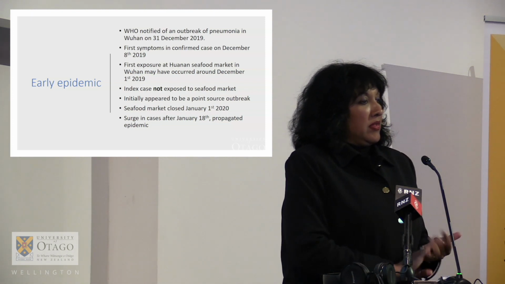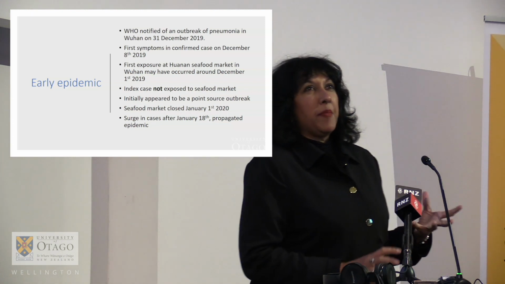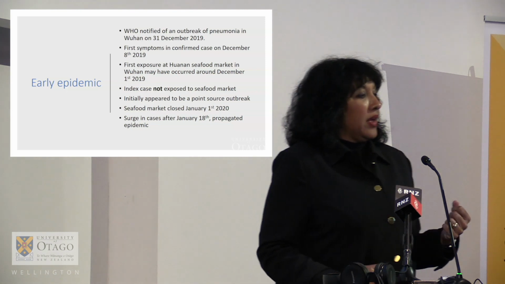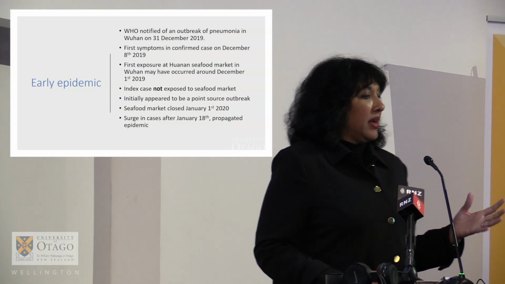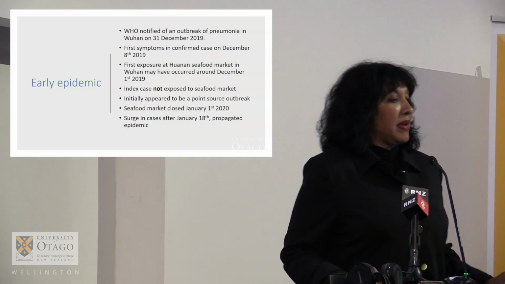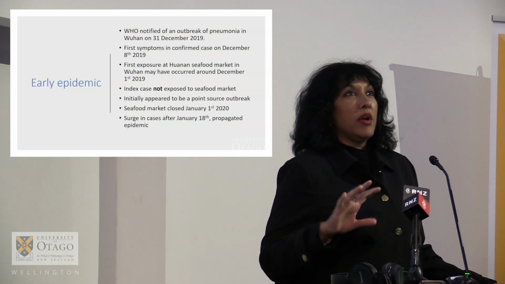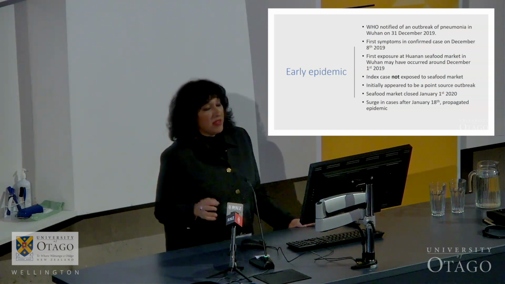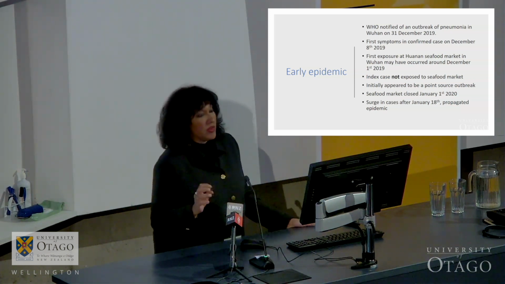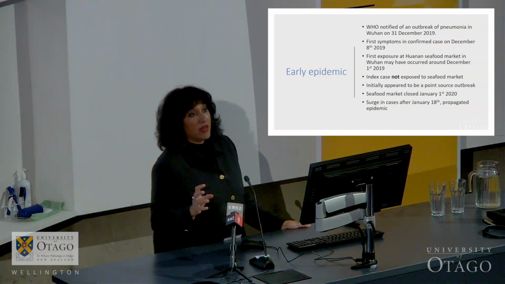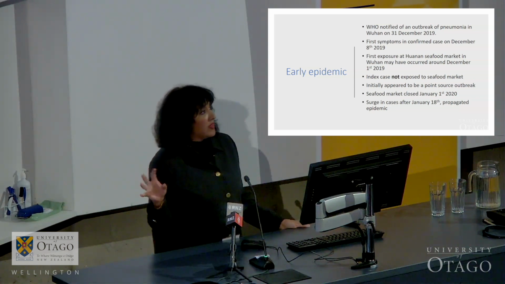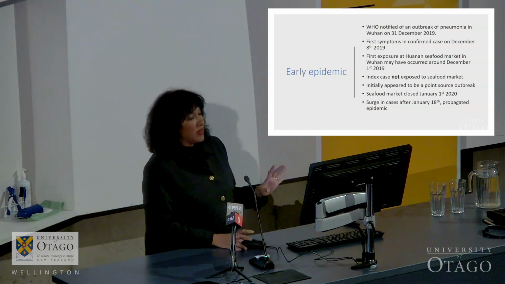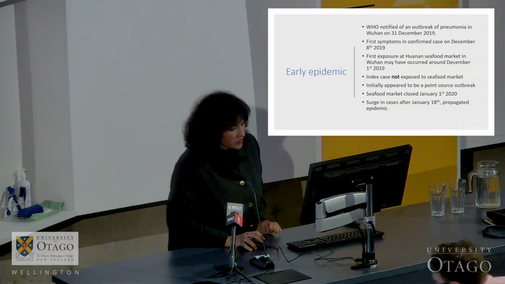The first symptoms in confirmed cases seem to have happened around December the 8th, and the first exposure at the Huanan seafood market, which you've heard about in Wuhan, may have occurred around December the 1st. Interestingly, though, the index case, the very first case to get sick, was not exposed to that seafood market, and there were a bunch of other cases in that first cluster that did not go to that seafood market.